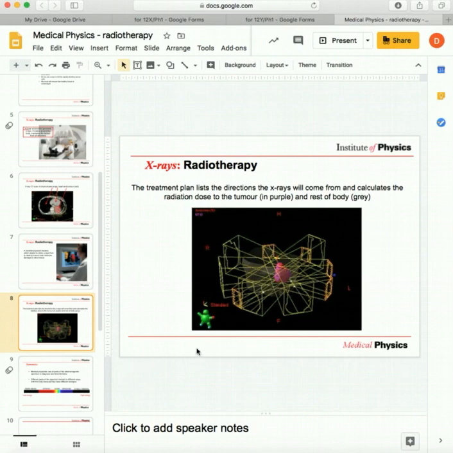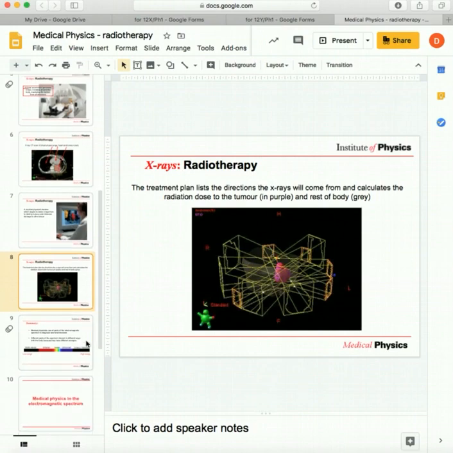You're using gamma because it is the most penetrating and the least ionizing. You're using a rotating source so that you're giving the healthy tissue the smallest possible dose whilst giving the tumour the biggest possible dose at the same time. And so you're killing the tumour because the tumour is more susceptible than the healthy tissue. So that's that then.